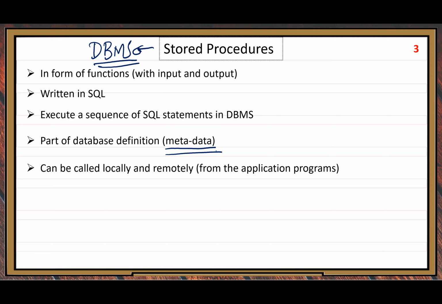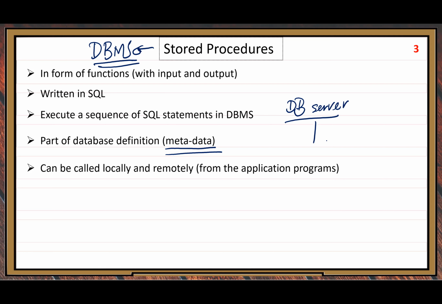It can be called locally and remotely from the application programs. Locally means you run the procedure on the same machine as the DBMS server. Now you just run that procedure locally on the same DBMS machine. But in the remote case, on a different machine, that is quite common. The DBMS is running on one server, but we need to make our web server call it. Here the DBMS runs on one server, let me just write DB server.